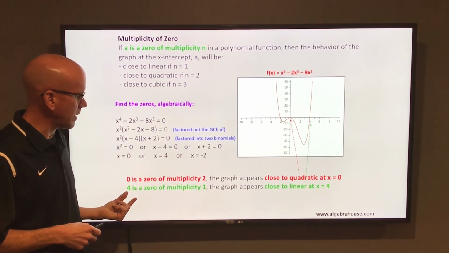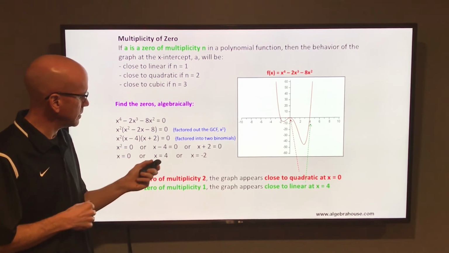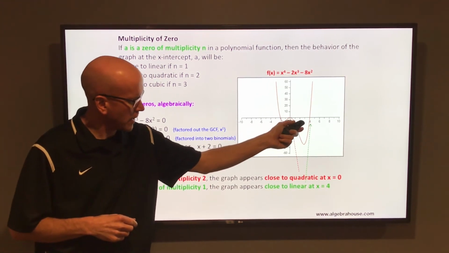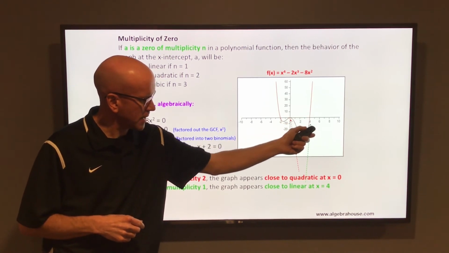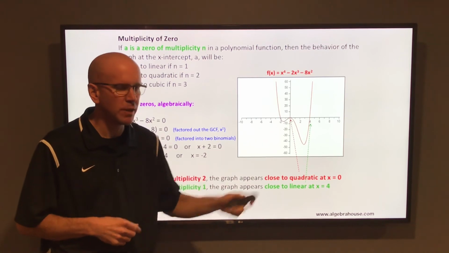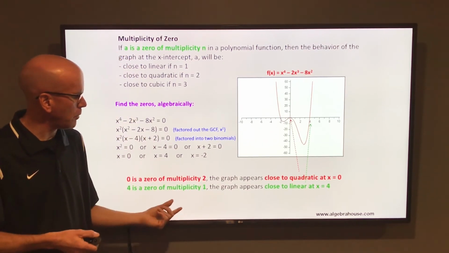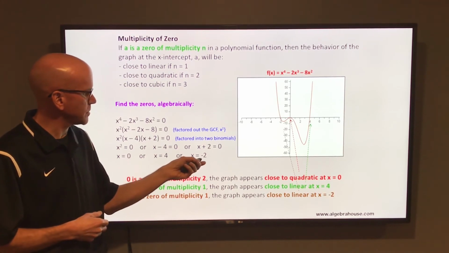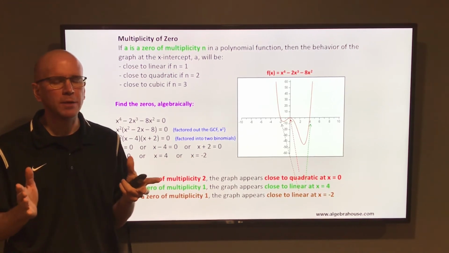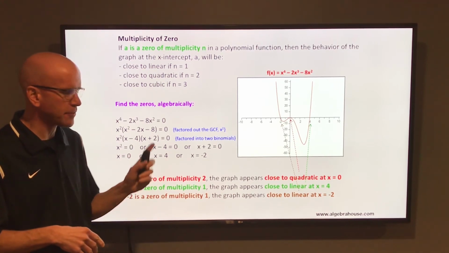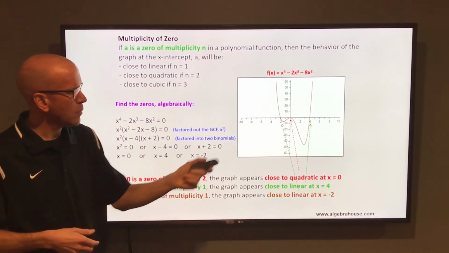X equals 4. Now that only showed up once in our solutions. X equals 4 just one time. And if you look at that graph, it looks somewhat like a straight line going through 4 on the x-axis. So it takes on a linear appearance when the multiplicity is 1. And then finally, for x equals negative 2, we just got that once. So x equals negative 2 just one time. The multiplicity is 1. The graph should look close to linear where x equals negative 2.